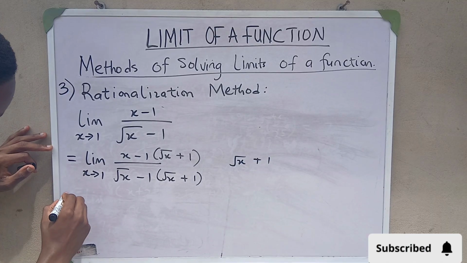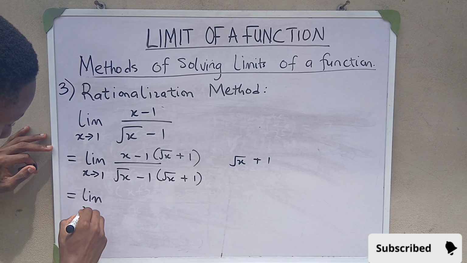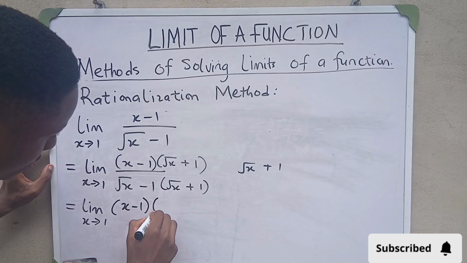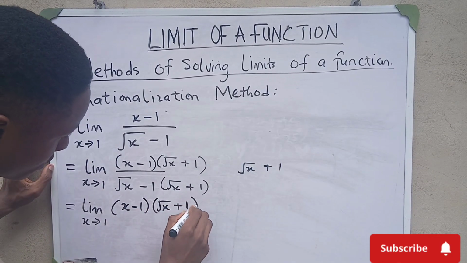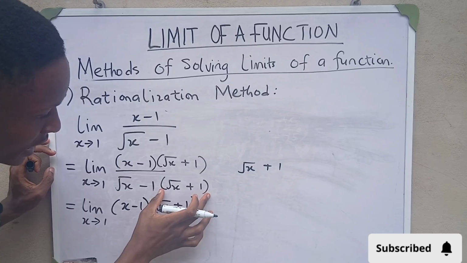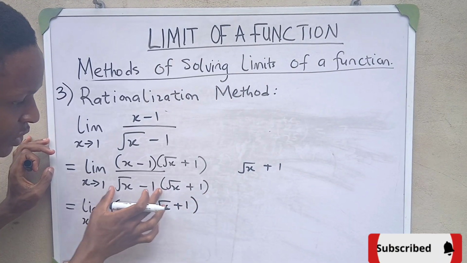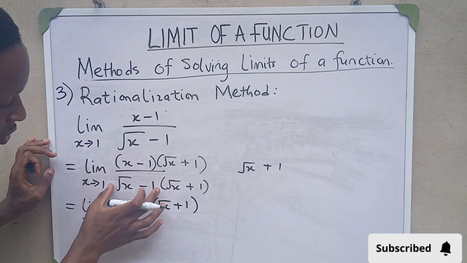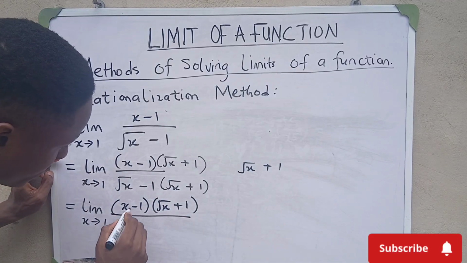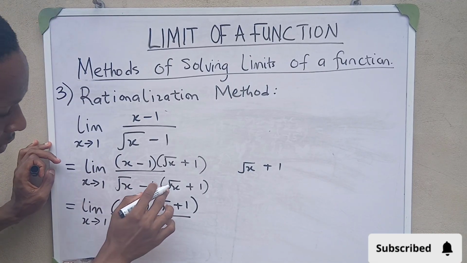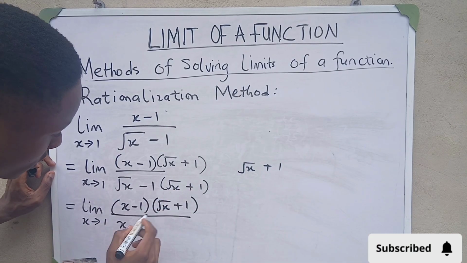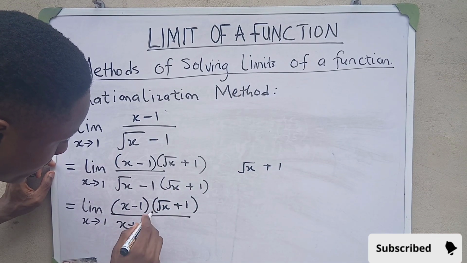So now we have limit of x approaching 1. x minus 1 and square root of x plus 1. The only part in the function that we simplify is the part which we got the conjugate from. So this is the part which we got the conjugate from. So we have square root of x times square root of x, we have x. Square root of x times 1, we have square root of x.